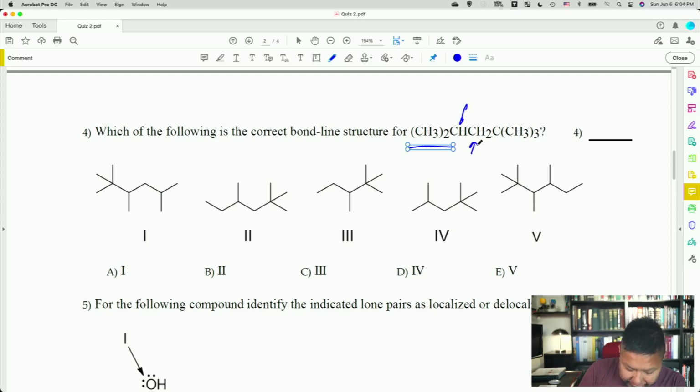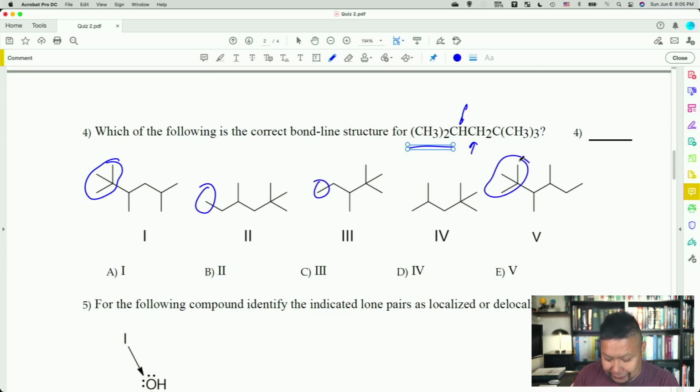So already we know that it's not this one right here, because that has 3 CH3s, okay? We already know it's not this one, that's only 1 CH3. We know it's not this one, that's only 1 CH3. We know it's not this one, it's 3 CH3s, right? What's the only one that has 2 CH3s connected to 1 carbon? It's this one, right? So that's structure 4. D.